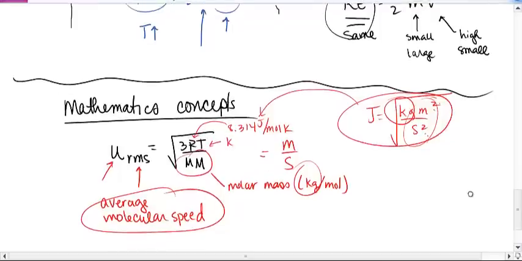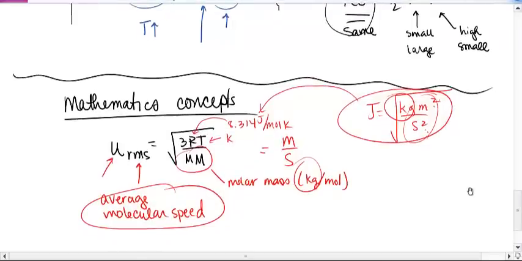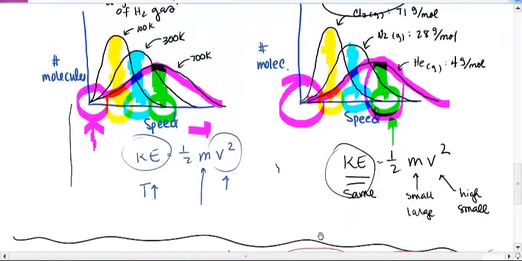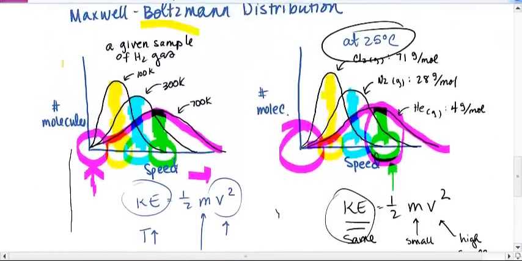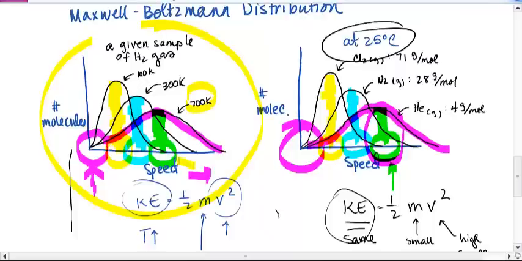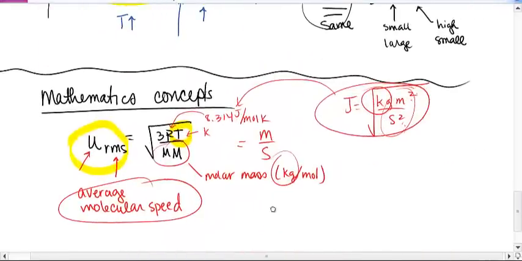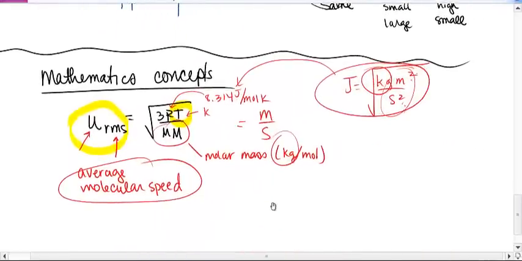But let's just take a look at what that means for us. Here's what you should be able to glean from that. The average speed of a molecule is directly proportional to temperature. We saw that up here in this one. The average speed of a molecule is directly proportional to temperature. As you raise the temperature, the average speed goes up. Well, this is just the mathematical way of showing what we saw in that first graph.